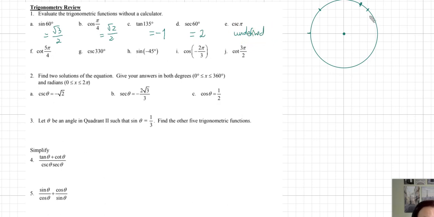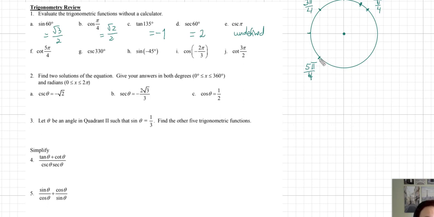Cotangent 5 pi over 4. If you don't remember this trick, I'm going to teach you how to very quickly figure out where 5 pi over 4 is if you didn't memorize it. So this is pi over 4, pi over 4. This is going to be 2 pi over 4. Then half of this quadrant is 3 pi over 4. Then we have 4 pi over 4, and then 5 pi over 4 is going to be in the third quadrant over here.